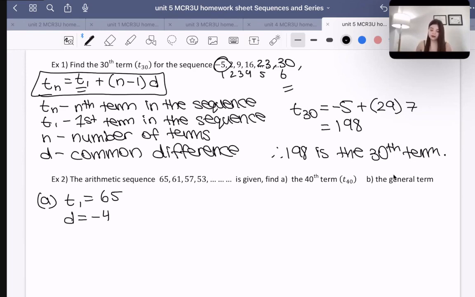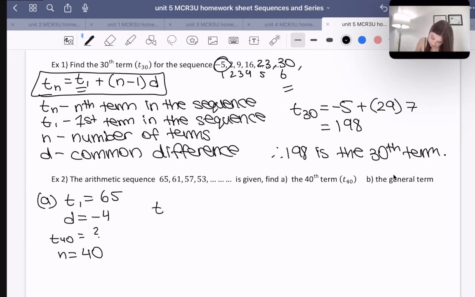And then we are looking for T40. We would like to know what T40 is. And so in this situation, n is 40 because we're looking for the 40th term. Now, again, n can really be anything we want it to be. But in this case, we're being asked about T of 40, the 40th term. So n must be 40. Okay, so let's solve it.